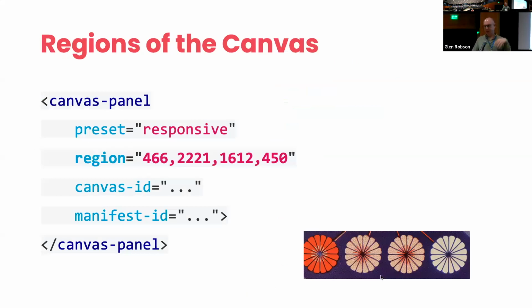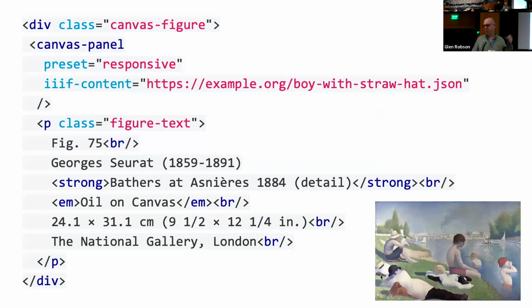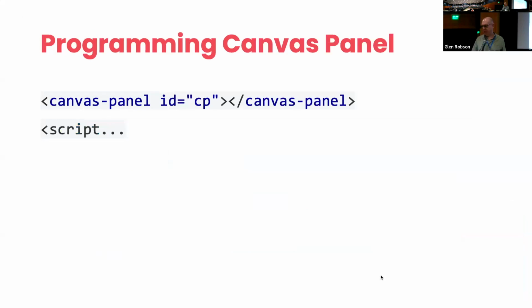It can also have a region parameter to select a particular region of the canvas. And that allows us to use Canvas Panel to build UI, such as, here's a kind of print example, but if you wanted to do that in HTML with Canvas Panel, it's pretty easy. You just use it like an image tag, really, in the responsive mode. And it can also load a content state, and that might be the more typical way of using it. Rather than having the two parameters, we can say a content state, which might be a particular region, a particular canvas, in a particular manifest.